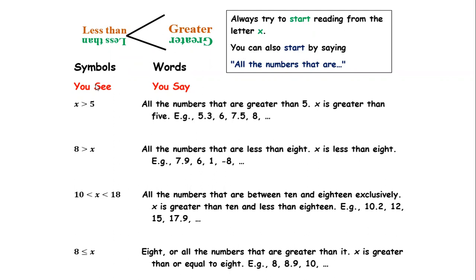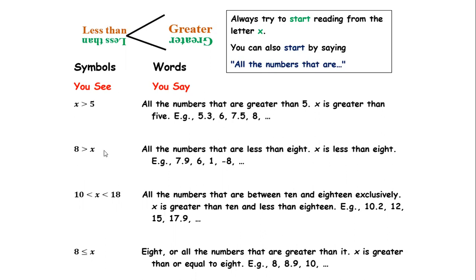Symbols and words, you see. When you see this, what do you say? You can say all the numbers that are greater than 5. That's what this is expressing. X is greater than 5. What is X? All the numbers that are greater than 5. Numbers like 5.3, 6, 7.5, 8, 10, a million.